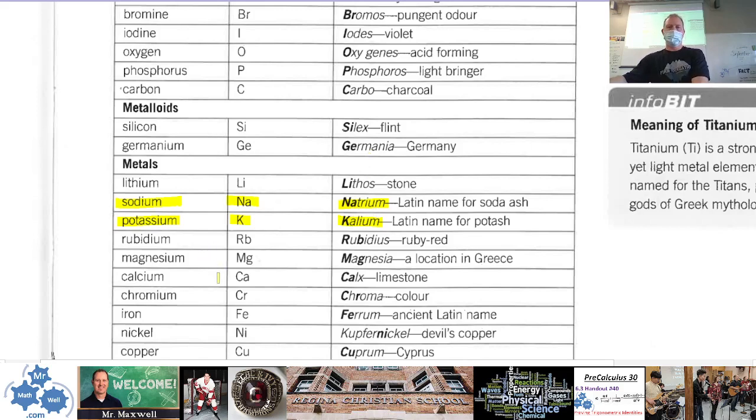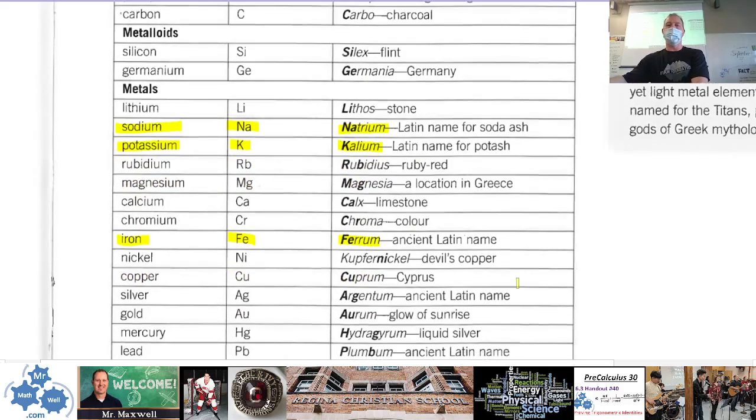What else? Iron. Iron is a little strange, right? Iron, how does Fe come about? That's from the Latin word ferrum. Ferrum.